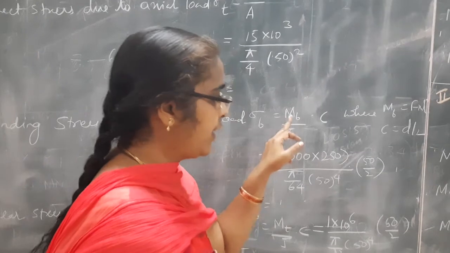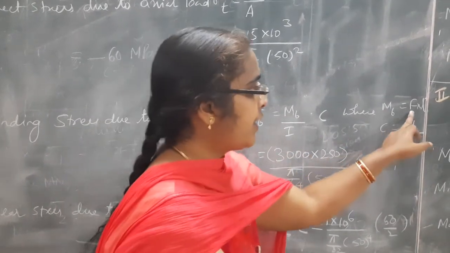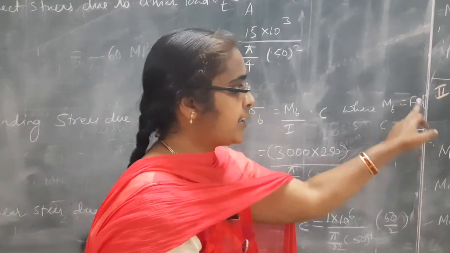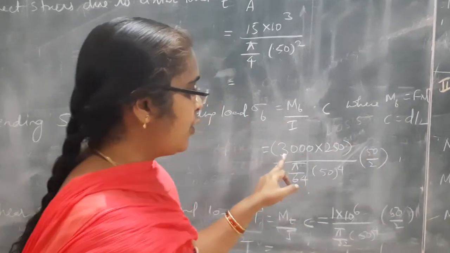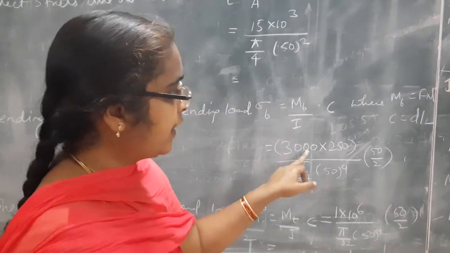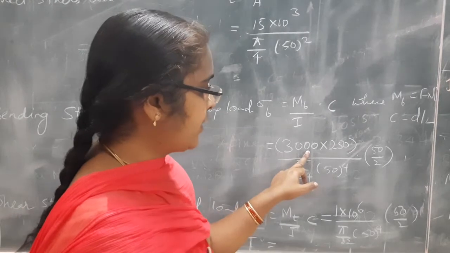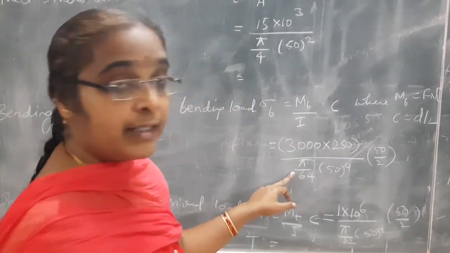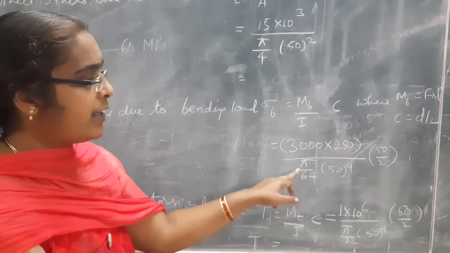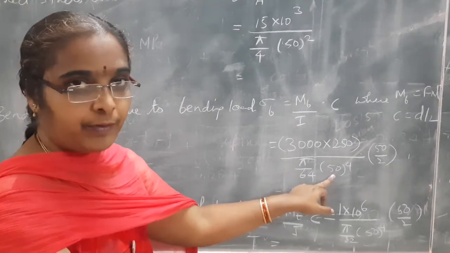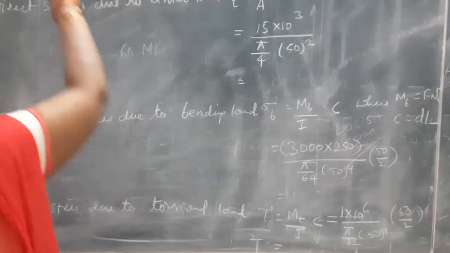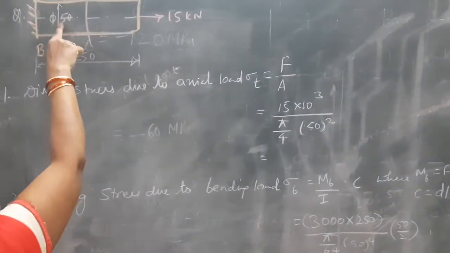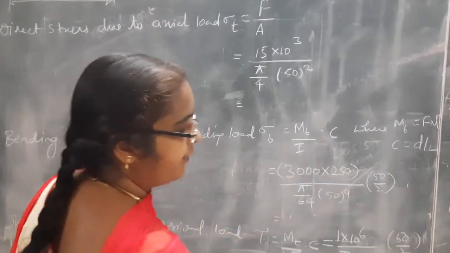So first you should calculate Mb. Mb is F into L, load into perpendicular distance. Load is 3 kilonewton, converted into newtons it is 3000, into distance 250. What is I? I is the moment of inertia, pi by 64 d to the power of 4. What is d? The diameter. Diameter is given as 50. So substitute d value as 50.